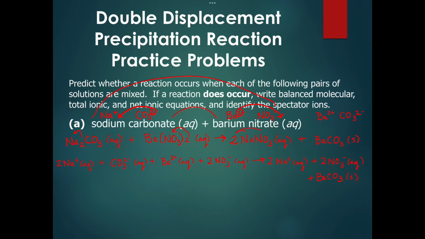Now we need to go through and cancel out our spectator ions. So you'll notice sodium shows up the same on both sides. So we'll cancel out our sodium ions. And nitrate shows up the same on both sides, so we'll cancel out our nitrate ions. So we're left with carbonate and barium making barium carbonate. So that is going to be our net ionic equation. So there you go. I just copied down everything that we didn't cancel out from that total ionic equation, and that is going to be our net ionic equation for this problem.